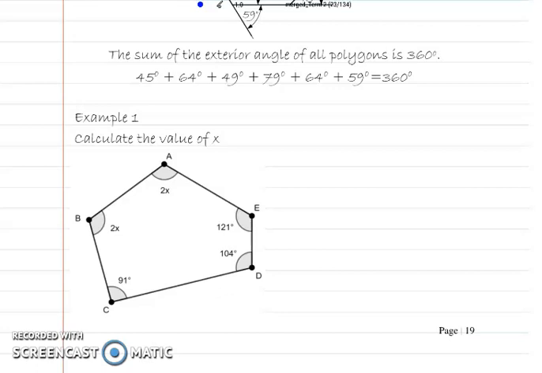All right, okay, let's have a look at example 1. In example 1, we're asked to calculate the value of x. And in example 1, figure A, B, C, D, E is a pentagon. Now, if we're to find the value of x, the first thing we have to do is to determine the sum of the interior angles.